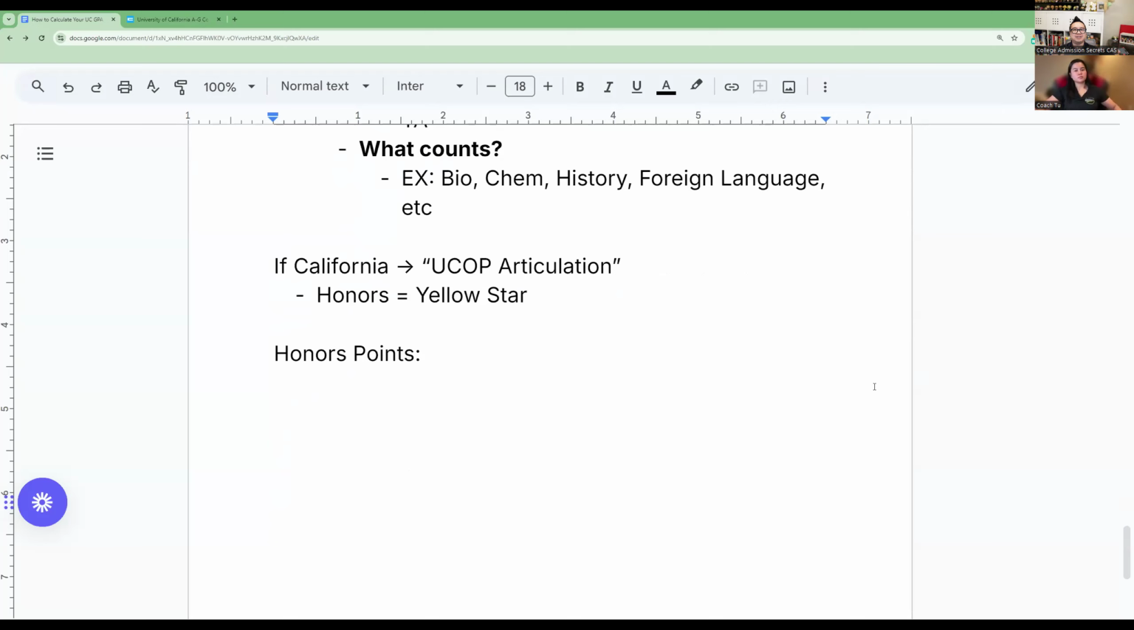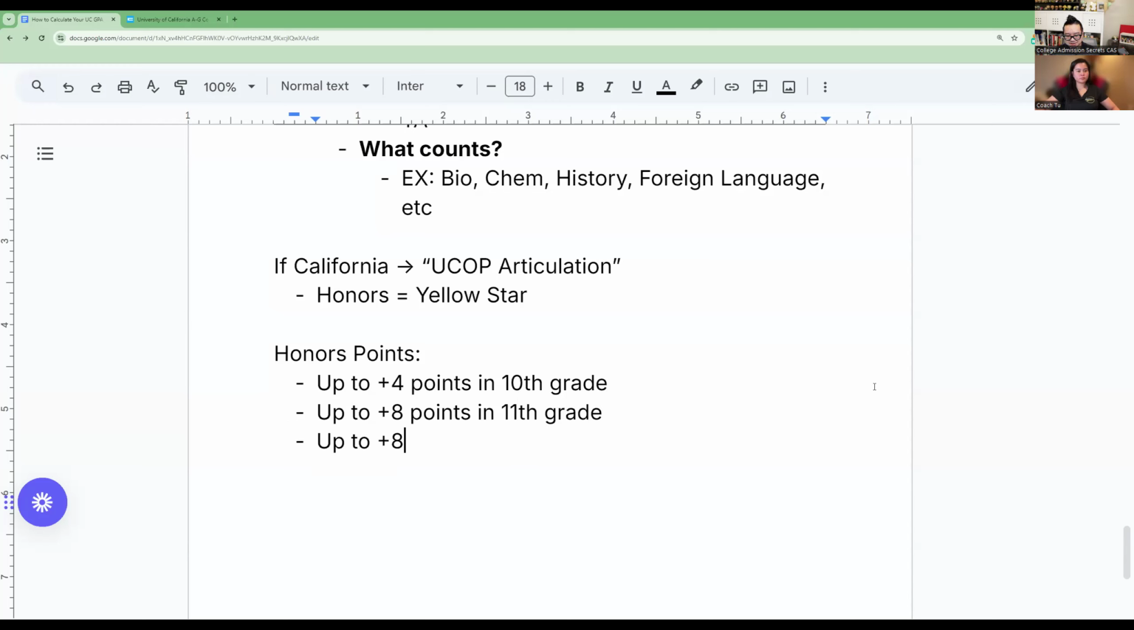The UC GPA is a little different than your regular weighted GPA because when it comes to honors points, you're getting a cap. You're getting up to four points in 10th grade, and you get up to 8 points in 11th grade, but you also get up to 8 points in 10th and 11th grade combined. That's a really confusing statement, right? If it's your very first time seeing that, it's very confusing.